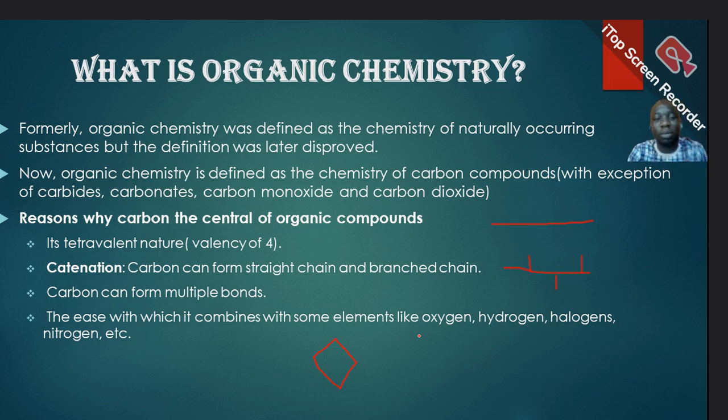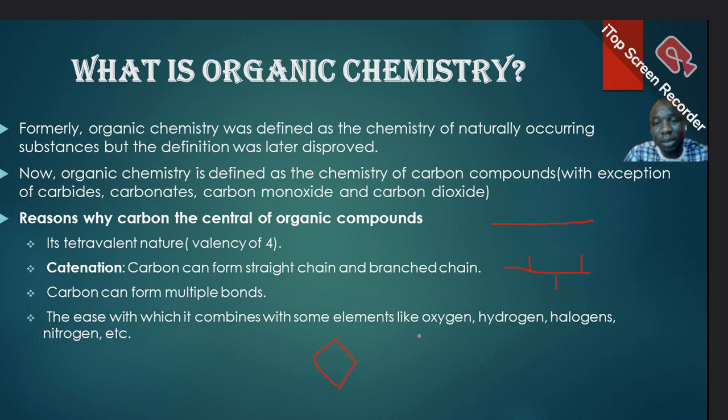So the ability of carbon to form straight chains, to form branching, and even ring structures is catenation. And it's only carbon that has this property of catenation, which is why it is the center of organic compounds. With this property of catenation, it can form millions of compounds. Then the third reason is the ability of carbon to form multiple bonds.